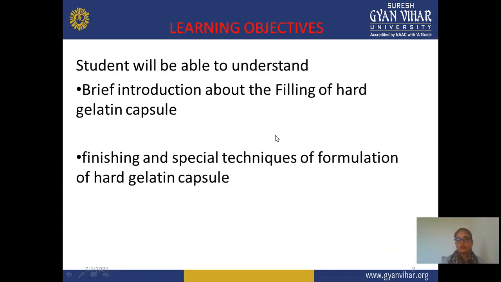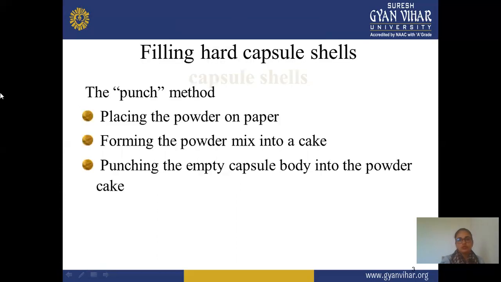Before starting this topic, we should know the basic learning objectives. In this, a brief introduction about the filling of hard gelatin capsule, means how the filling takes place for the hard gelatin capsule, the shell, the body and cap part, and how you close it, the finishing, and a special technique of formulation of a hard gelatin capsule. The different techniques, their classification, and the procedure for hard gelatin capsule formulation are all covered in this lecture. So first is filling of a hard gelatin capsule shell.